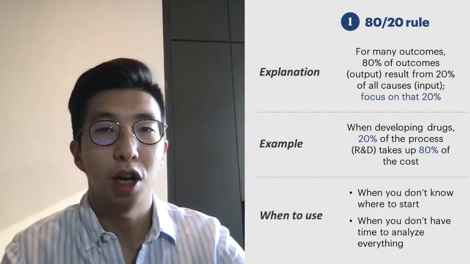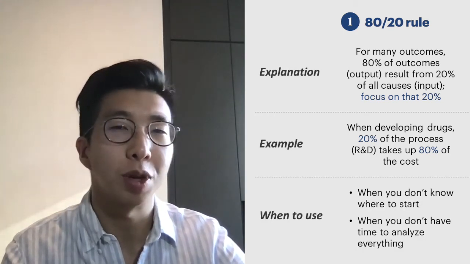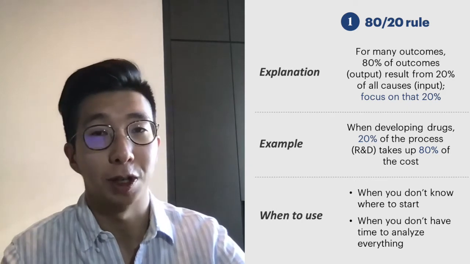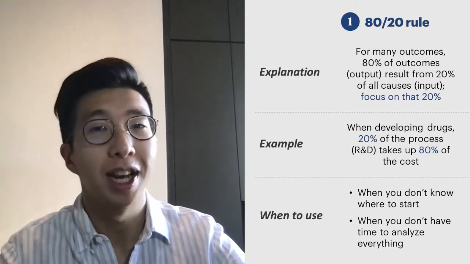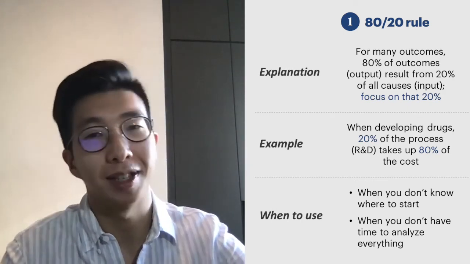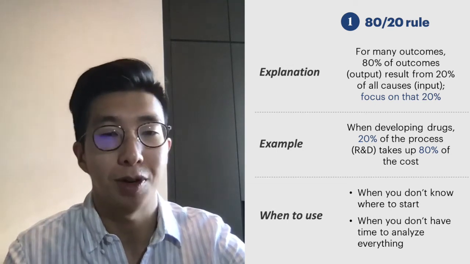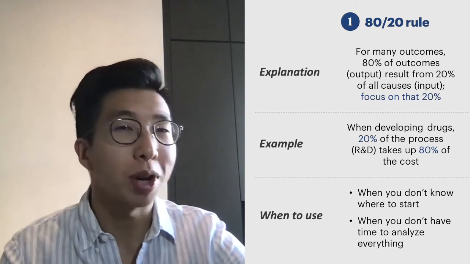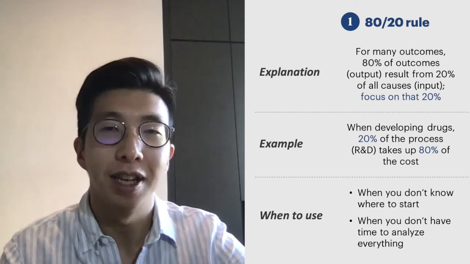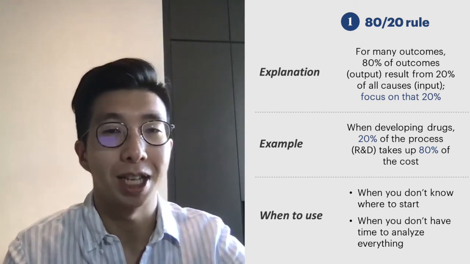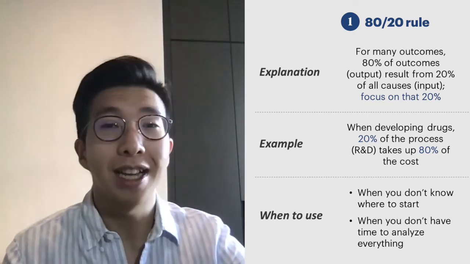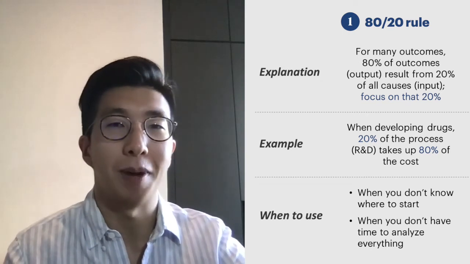So considering this is such a large cost driver, a good idea might be to start by analyzing the research and development. A good time for you to use the 80-20 rule is when you don't know where to start, because if you're feeling lost in a case, it's always good to prioritize the main factors that matter. In addition, you only have 20 to 30 minutes in every case, so you likely will not have time to analyze everything. And when that's the case, the 80-20 rule is your best friend.